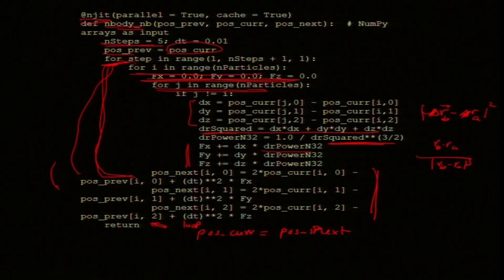Okay, and pos previous. So, no, I think you should first put pos previous. Pos previous equal to pos current, and update pos current by pos previous, pos next. Okay, this needs to be updated, and then we go to the next loop for the next time loop.